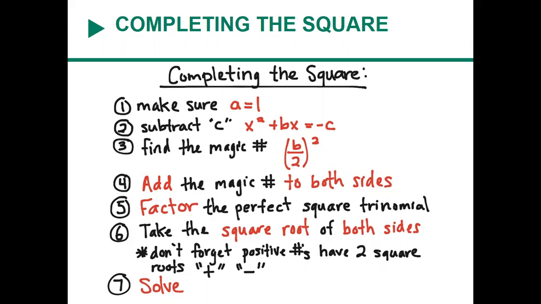Then you're going to subtract your c variable, and you're going to find what I call the magic number. Your magic number is your b divided by 2, squared. Once you find your magic number, you're going to add the magic number to both sides. And then you factor. And bam, you're done. And then you can solve.